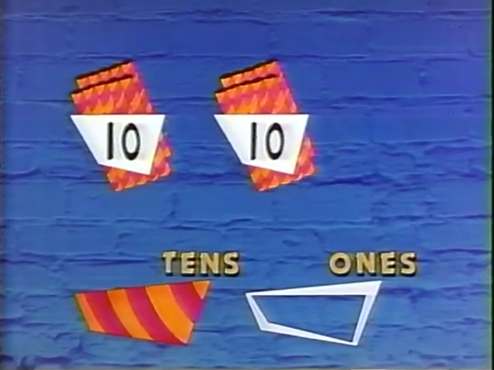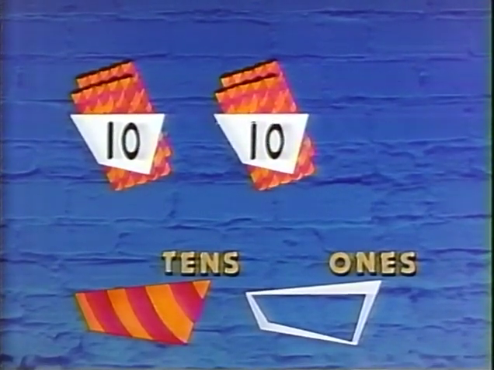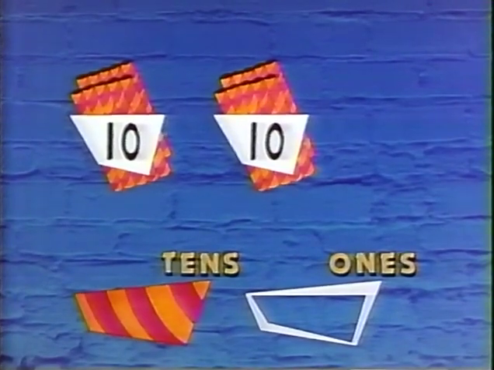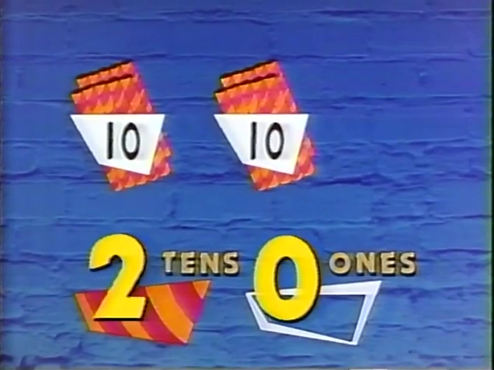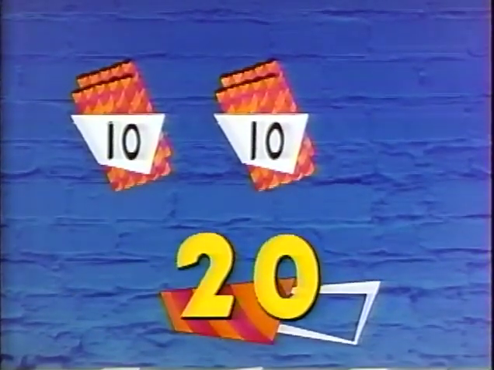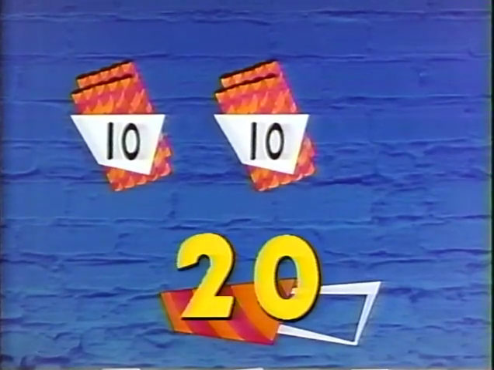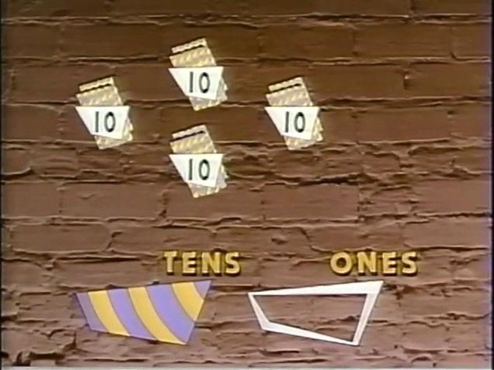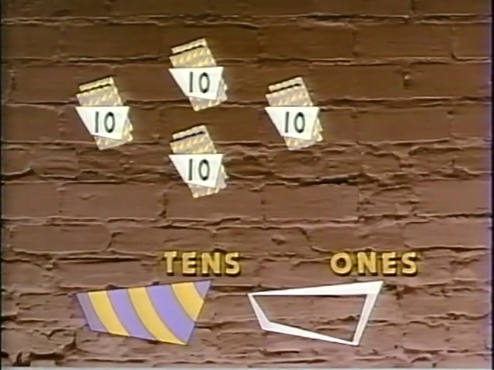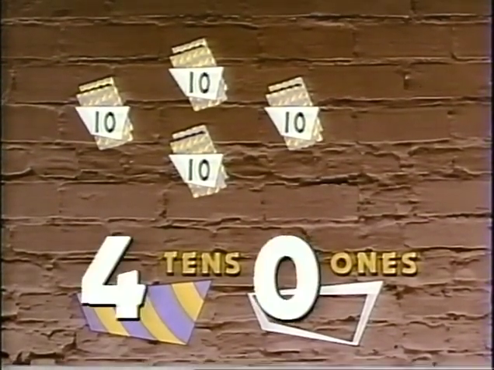Here are some straws. Each bundle has 10 straws. How many straws are there? There are 20 straws, and we write the numerals 2 and 0 to make the double-digit numeral 20. Here are some more straws. How many are there? And we write the numerals 4 and 0 to make the double-digit numeral 40.